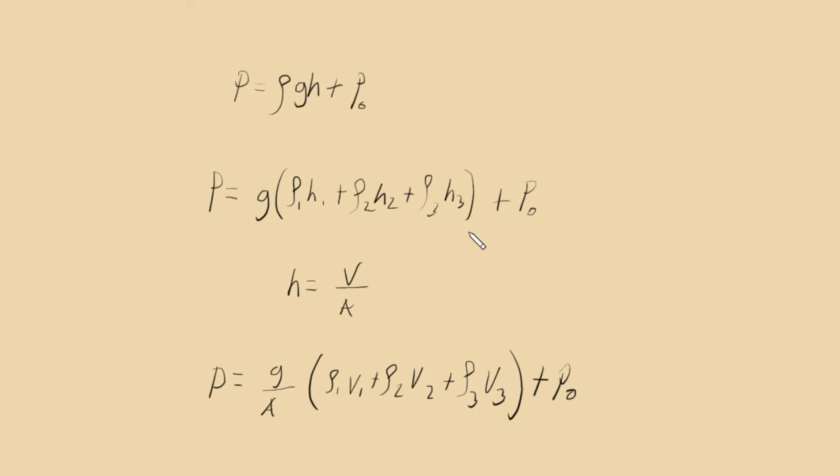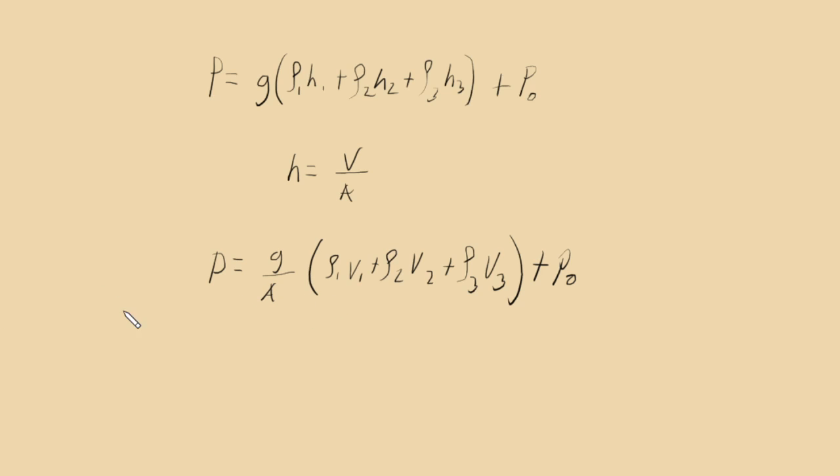And so we could substitute that in for our height. We're just putting our V1 over A1. And of course, the area is the same for all of these, right? Because the shape of the container is uniform as it increases in height. So we pull that A out in front, and we're just left with rho 1 V1 plus rho 2 V2, rho 3 V3, and then plus our atmospheric pressure.